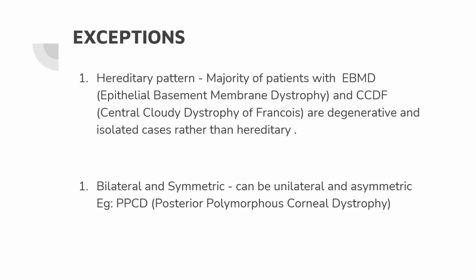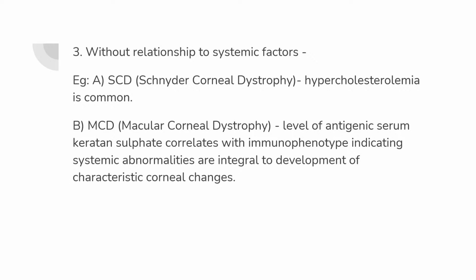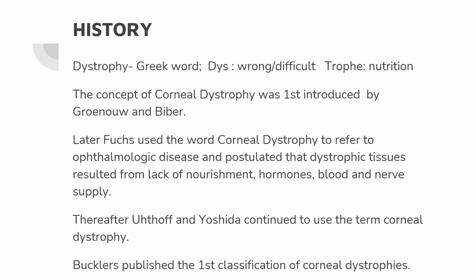Bilateral and symmetric: they can be unilateral also and asymmetric. An example is posterior polymorphous corneal dystrophy. Without relationship to systemic factors: some corneal dystrophies are related to systemic factors. For example, Schnyder corneal dystrophy, where hypercholesterolemia is common, and macular corneal dystrophy, where the level of antigenic serum keratan sulfate correlates with the immunophenotype, indicating that systemic abnormalities are integral to the development of characteristic corneal changes.